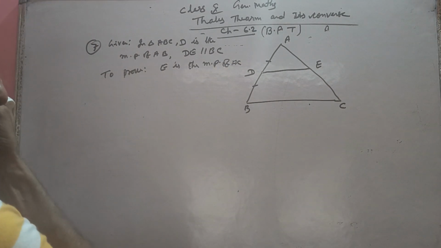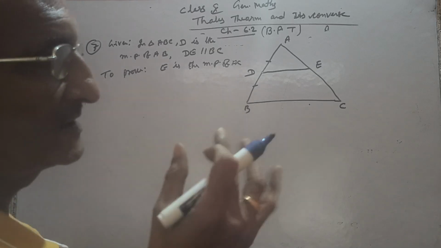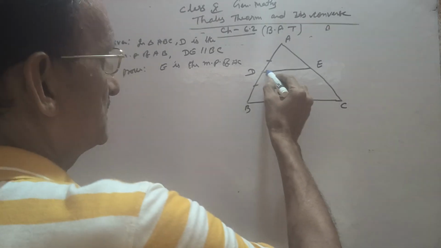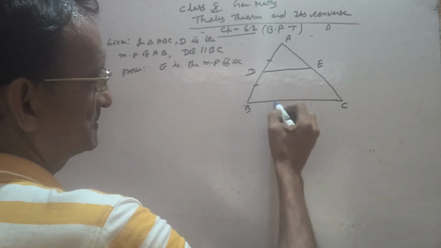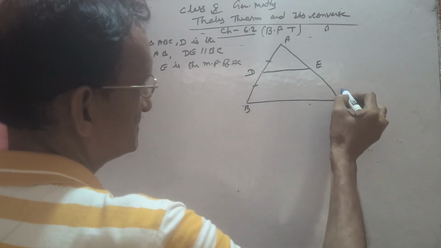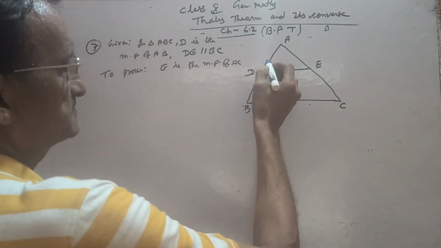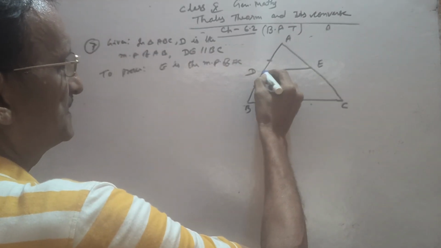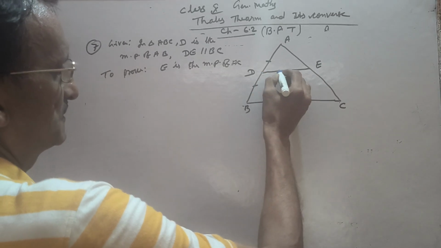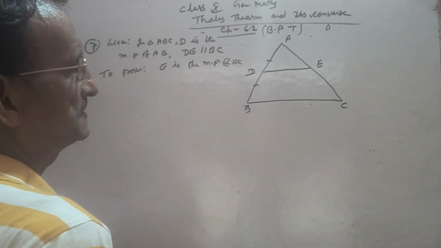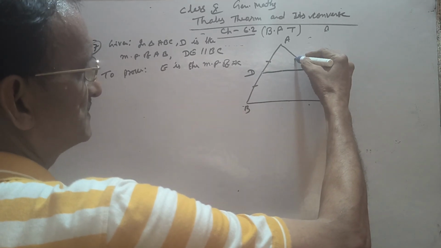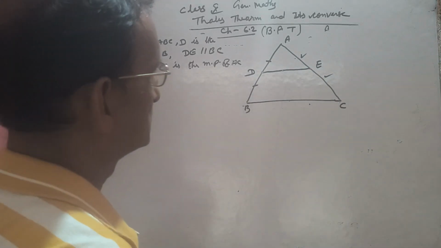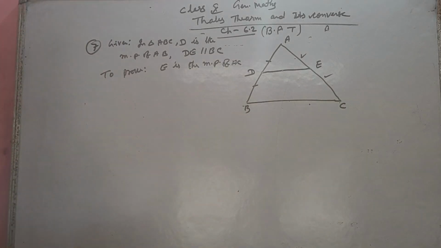This is the converse of the midpoint theorem of class 9 maths. If a line is drawn through the midpoint of one side of a triangle parallel to the other side, then it will bisect the third side. See, this mark means AD equal to BD. That means D is the midpoint of AB. And what is given? This line is parallel to this line. What we need to prove? E is the midpoint of AC. That is, we need to prove AE equal to CE. Okay, construction is not needed here.